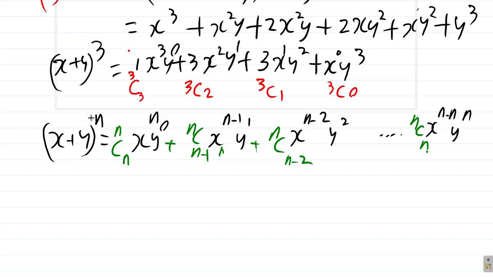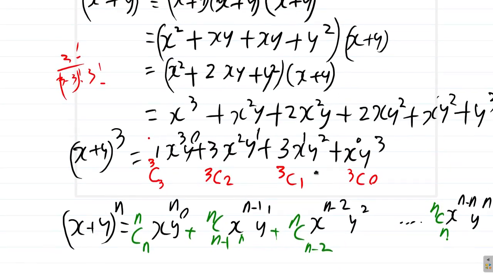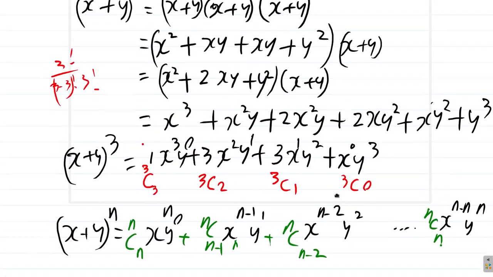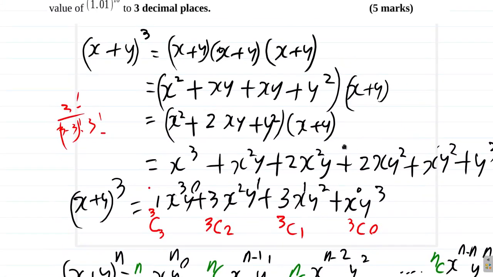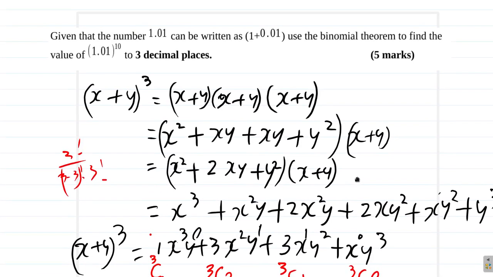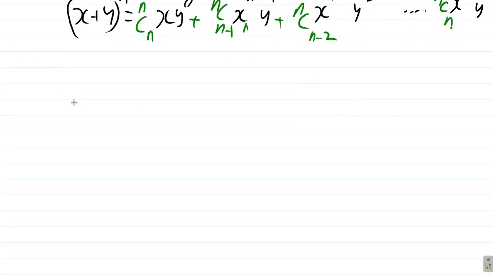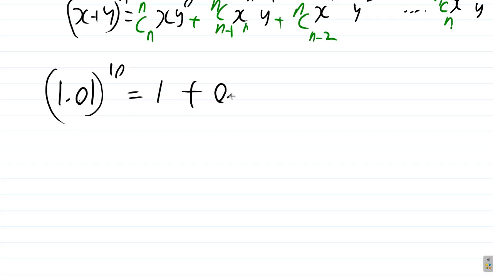Let us consider what's going on with the question. Now that we have the binomial theorem, we've reminded ourselves what the binomial theorem says. Let's see something here. What is 1.01 to the power of 10 to 3 decimal places? Let's work it out. 1.01 to the 10 is the same as 1 plus 0.01 to the 10. See that?